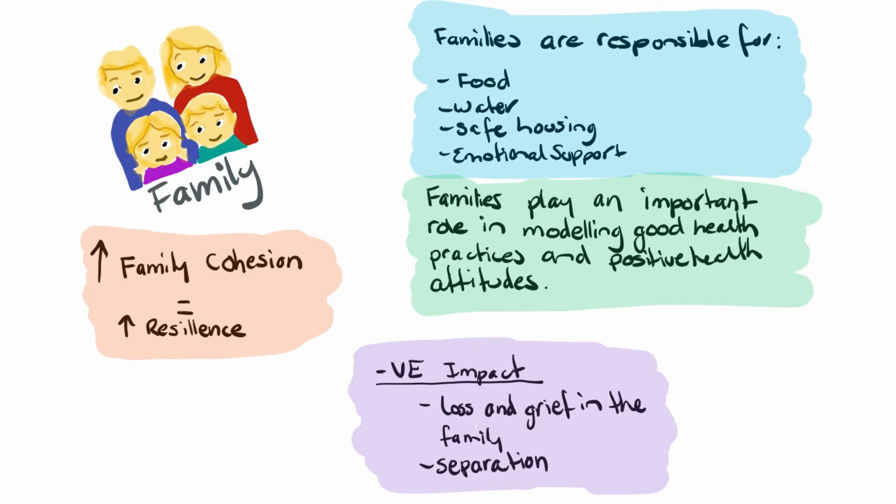In relation to attitudes and values, families play a really important role in modelling good health practices and positive health attitudes. For example, if parents, or the guardian at home, decide to put a healthy meal on the table and the young people eat that meal as well, those people who are responsible for looking after the young people in the family are modelling good health practices. Therefore young people grow up knowing that they need to eat a healthy meal at dinner times or at lunch, breakfast, that sort of thing, and carry those attitudes and practices throughout their lives.